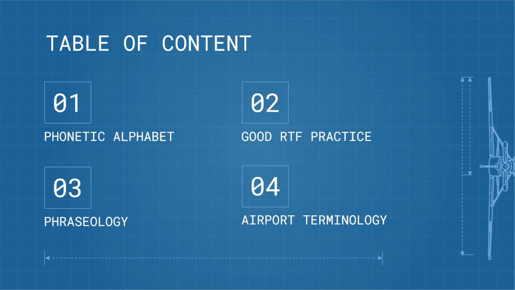Unusually for this series, today's video has no split IRL versus ATC24 sections, as all aspects covered apply to both real aviation and ATC24 roleplay. We'll start by looking at the NATO Phonetic Alphabet. Then we'll go over good radiotelephony practices you should adopt when speaking on the radio. Then we'll go through some basic phraseology, which is the simplification of words and phrases within aviation radio. And finally, we'll look at some common airport terminology.